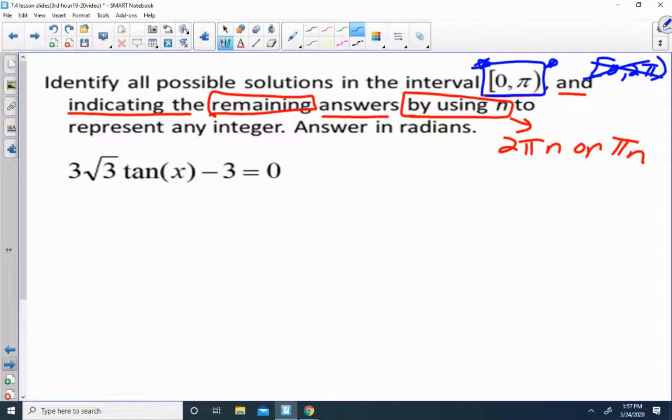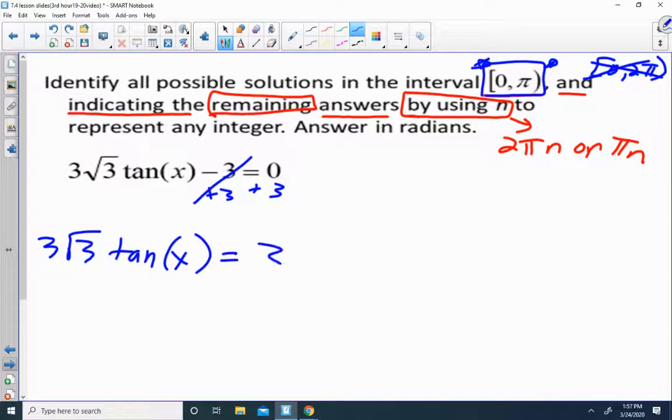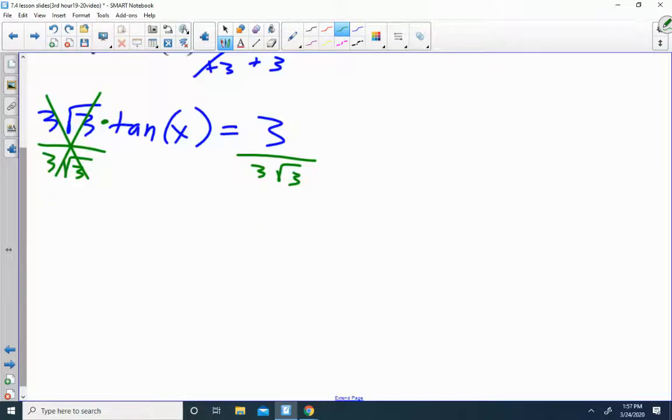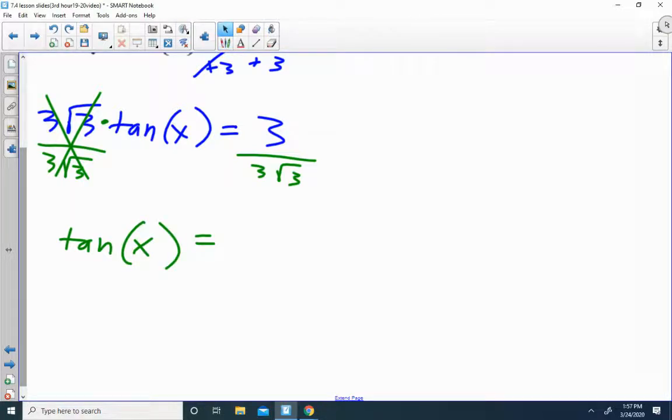So we need to first solve for tangent. Let's first add 3 to both sides. So you get 3 root 3 tangent x equals 3. And then we've got to divide both sides by 3 root 3. And that's going to give us tangent x. And also we'll see here the 3's that are outside the root, those can reduce, leaving you with a 1 on top. So 1 over root 3. So that's our objective. We need to find out when tangent x equals 1 over root 3.